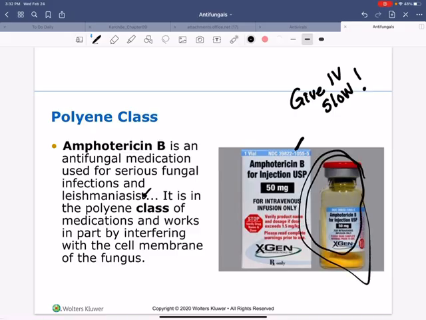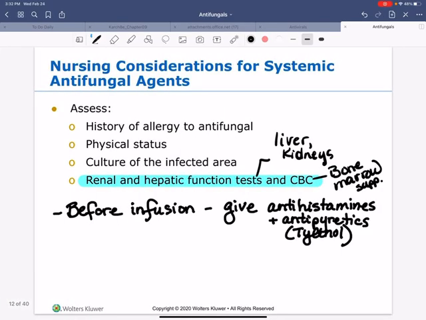Usually the pharmacist will mix it up, and it's compatible with dextrose and water. It's not compatible with normal saline or salt water, so it needs to be given with dextrose and water of some sort, and it needs to be infused slowly, very, very slow. So remember that, because it can be toxic, and there are a lot of side effects to this medication also.